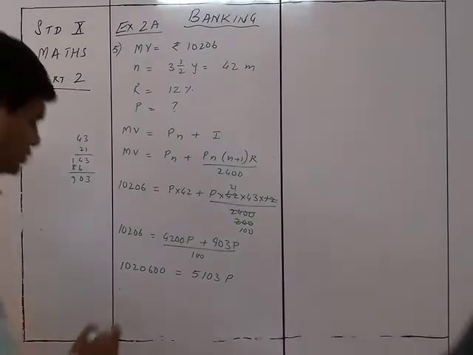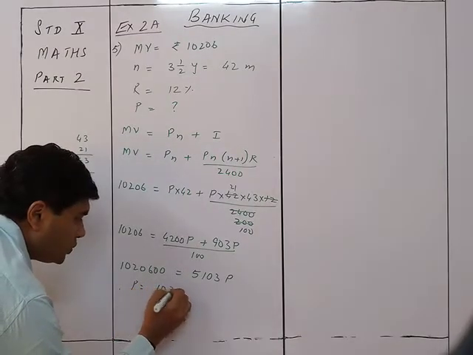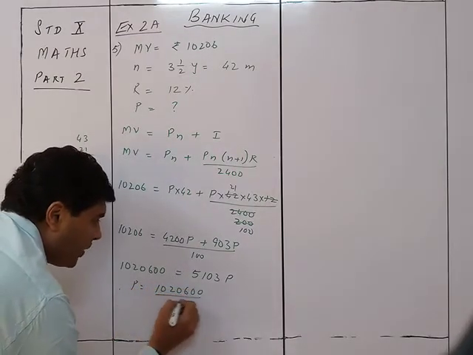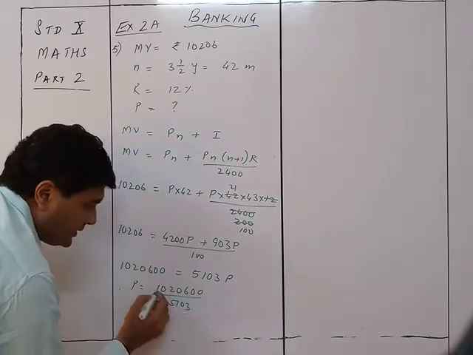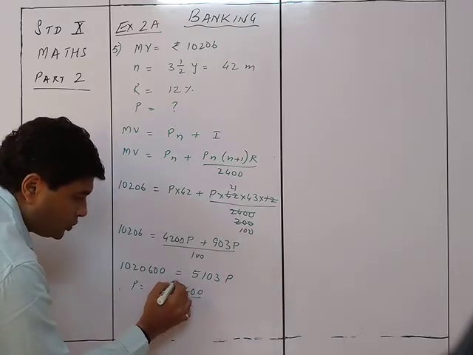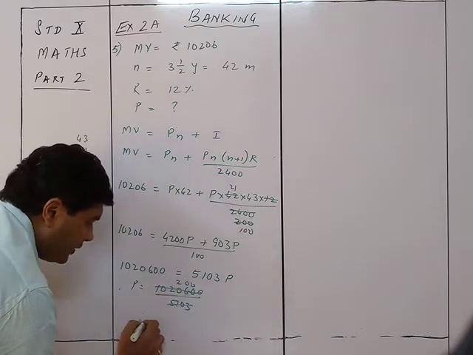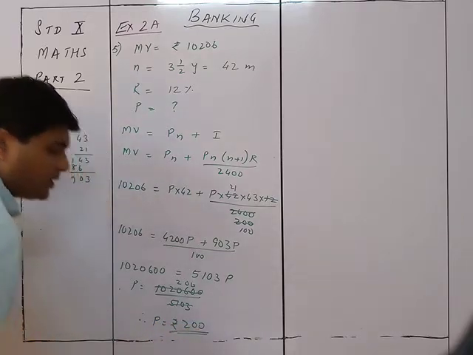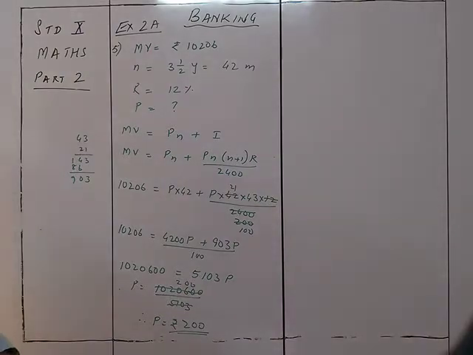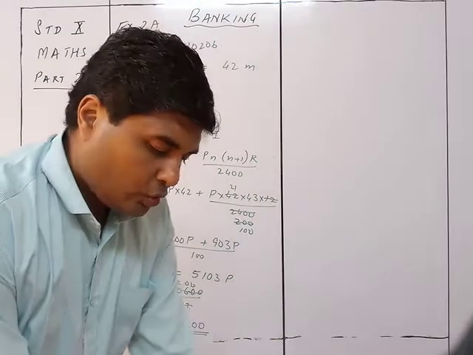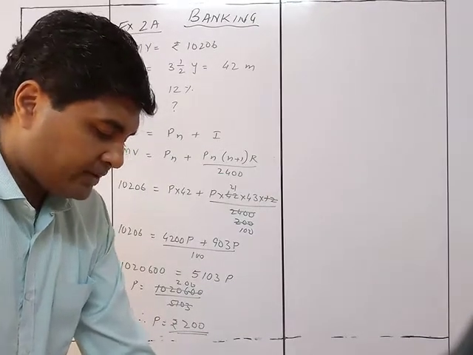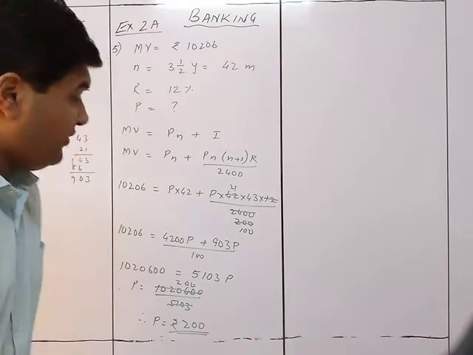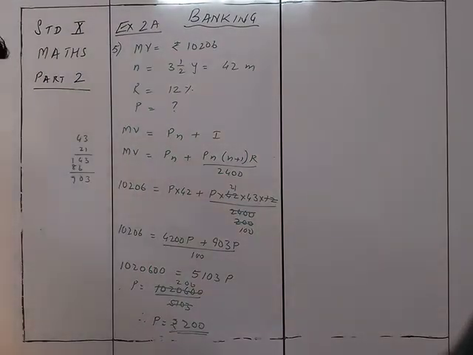So P is equal to 1020600 upon 5103. That is, you can see it's exactly 200. Therefore, P is equal to rupees 200 per month. So what he is going to pay per month will be rupees 200. Okay, this was sum number 5. Easy.